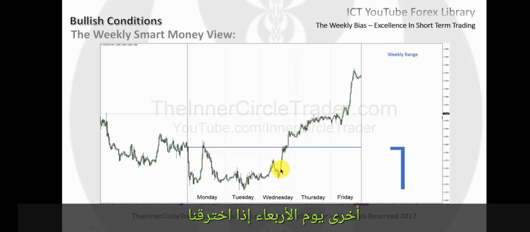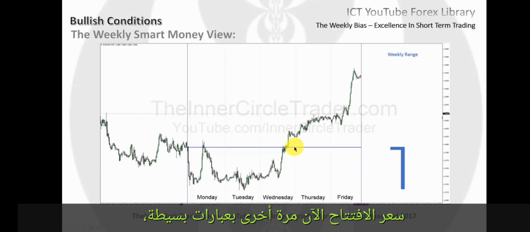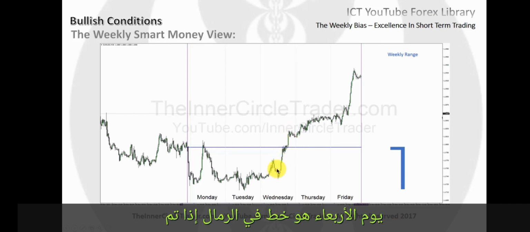On Wednesday, if we're breaking above the opening price on Wednesday, it cannot and it should not come back to the opening price. Now, again, in simple terms, Wednesday is the line in the sand. If it trades above the opening price when we're bullish, we do not permit it to come back down to the opening price.